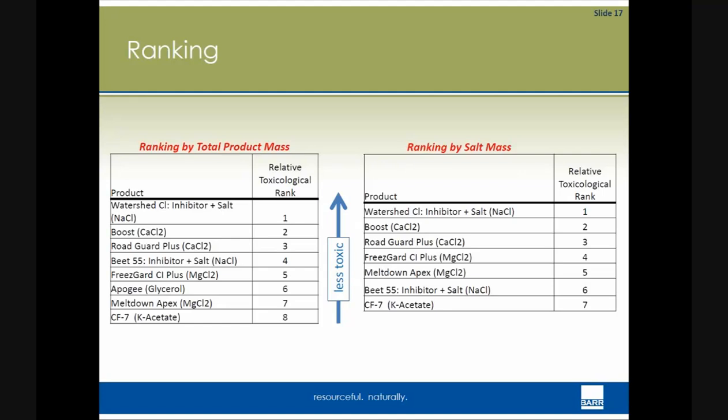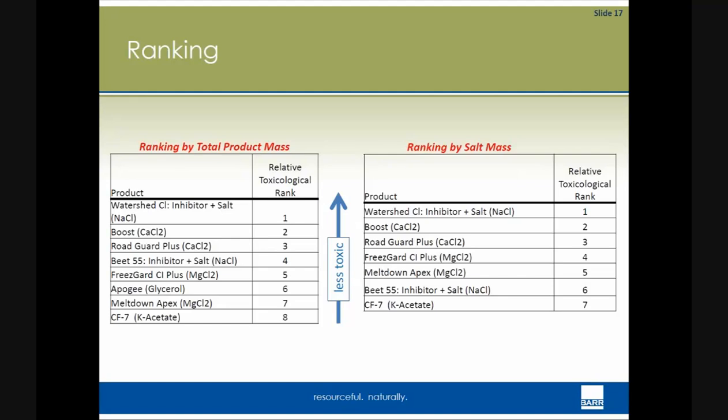So this ranking that Ron alluded to, I did based on all the endpoints, all the results that we gathered, and all 3 species. So there's a lot of data that goes into this ranking. I basically used it to figure out which product is the least toxic and which is the most toxic, and that considers both acute as well as chronic toxicity. I did that ranking based upon total product mass, which is also equivalent to total product volume, and then I also did it based upon the salt mass in the product. That corresponds to the table I just showed.